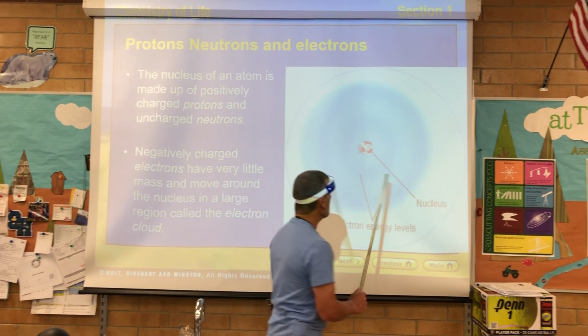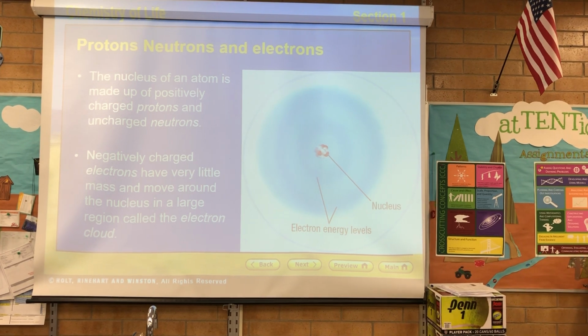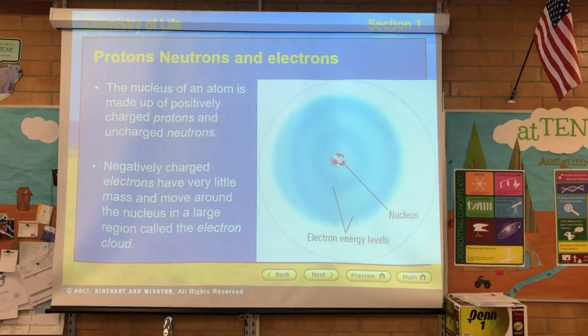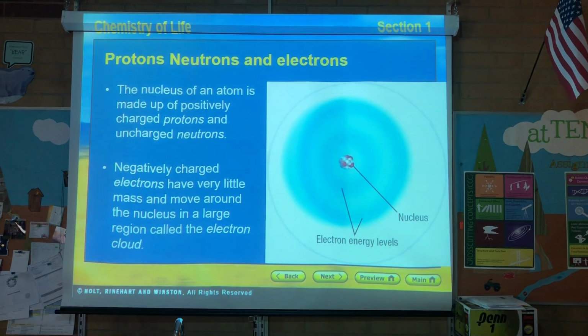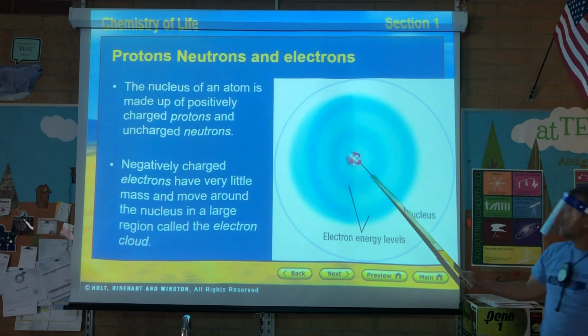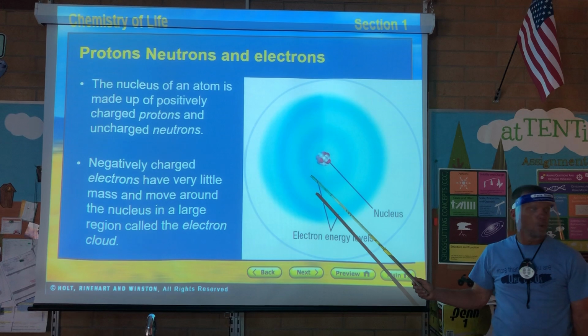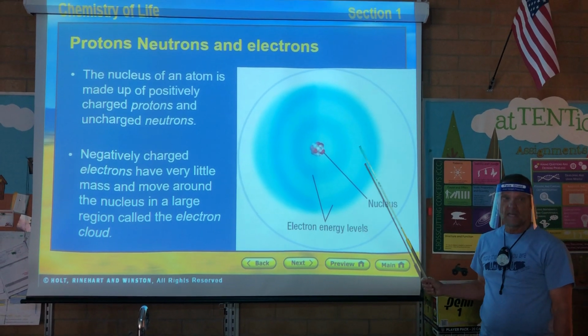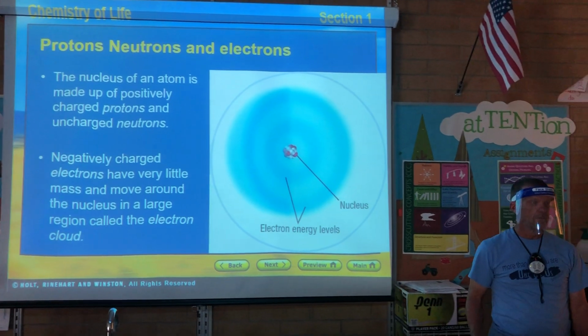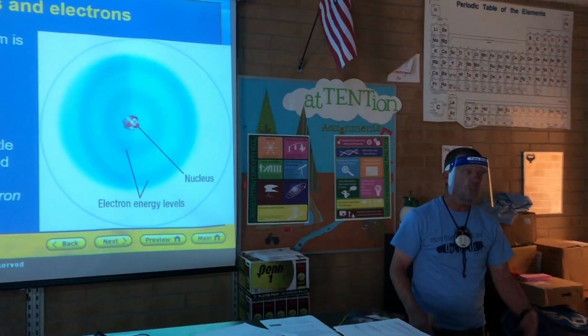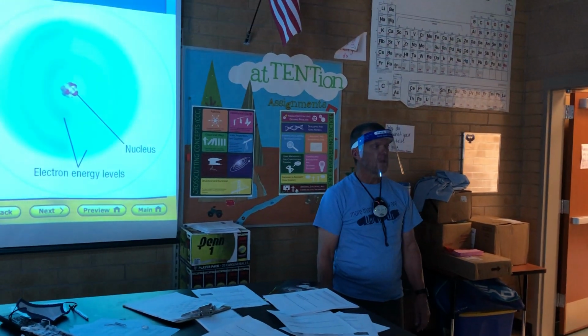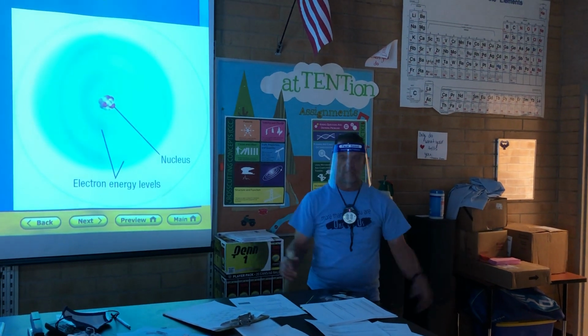Now I want you to notice, let me turn the lights off so you can see a little better. Notice there's a kind of dark blue ring right there and another dark blue ring right there. Those are levels, or shells. And that's where the electrons mostly hang out, in these levels or shells.